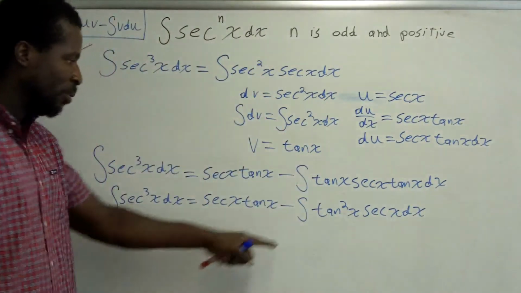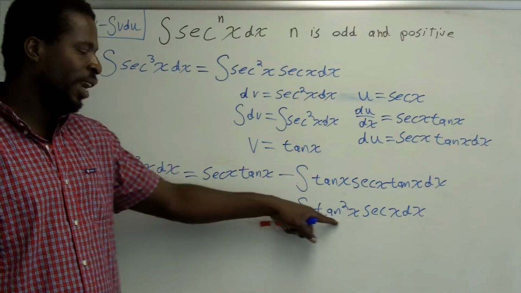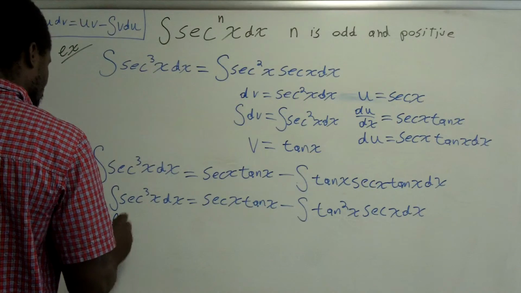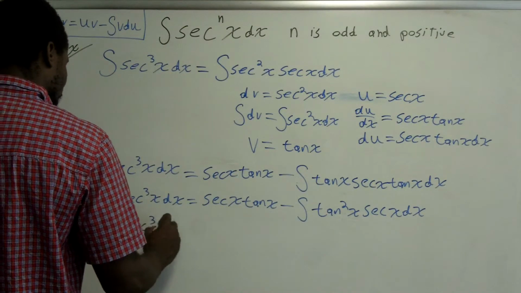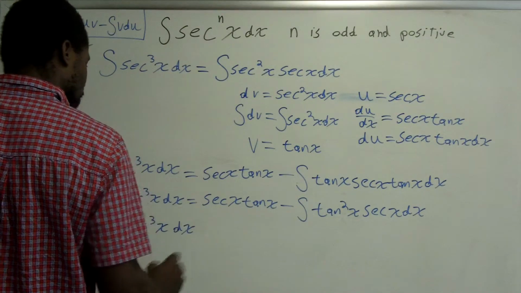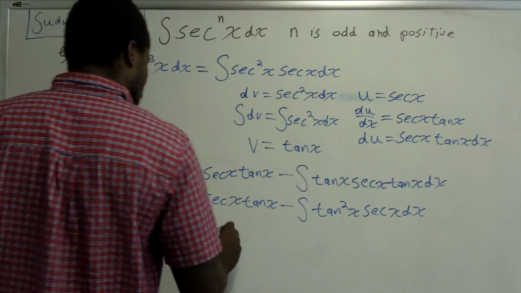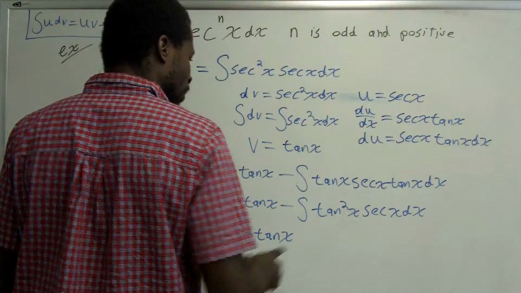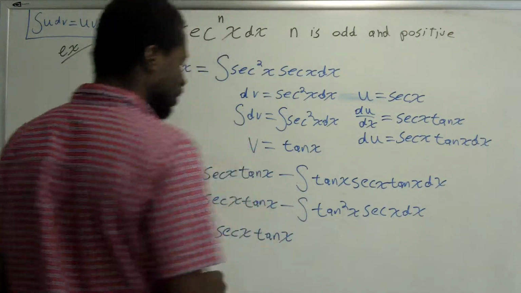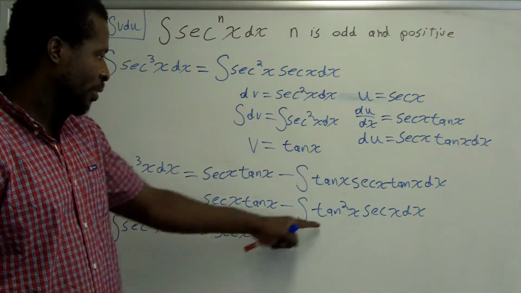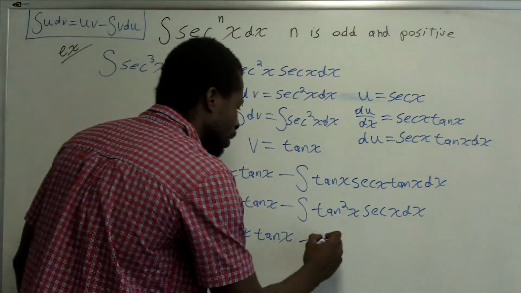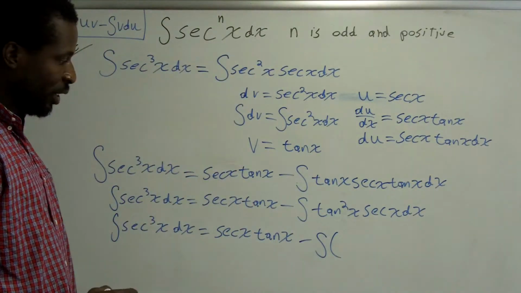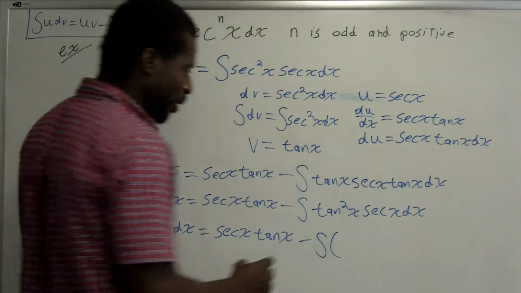Now what I'm going to do here is convert this tangent squared factor into a secant squared factor to continue the integration. So I'll get the integral of the secant cubed of x dx is equal to the secant x tangent x, and then over here, I'm going to change the tangent squared into the secant squared minus 1.